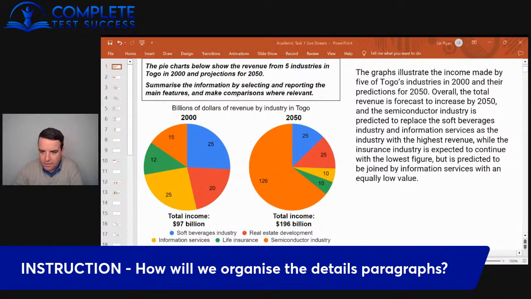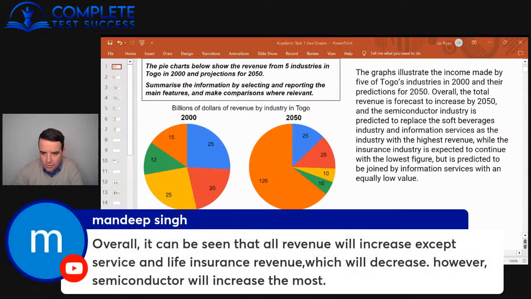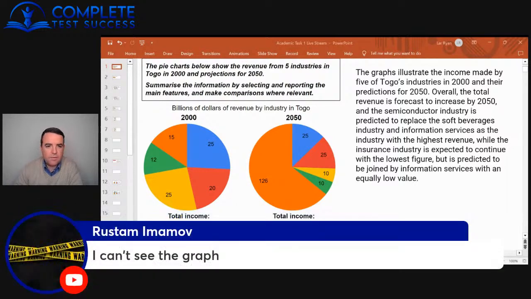All right, while you're sharing that with me, Rustam, I can't see the graph. So Rustam, sometimes I have to put other comments up on the screen, so it might be easier for you to pause the video while you're writing your own overview.